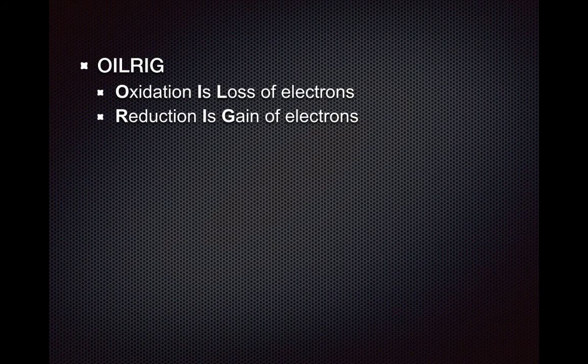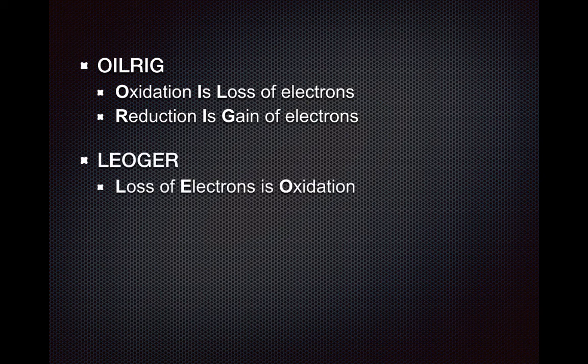Well, how do we remember it? We use the term OIL RIG or LEO GER. OIL RIG means oxidation is loss of electrons, and reduction is gain of electrons. So OIL, oxidation is loss; RIG, reduction is gain. Then we have LEO GER, which stands for loss of electrons is oxidation, and gain of electrons is reduction. They both do the exact same thing. Whichever of those acronyms helps you the most, that's the one you should use.